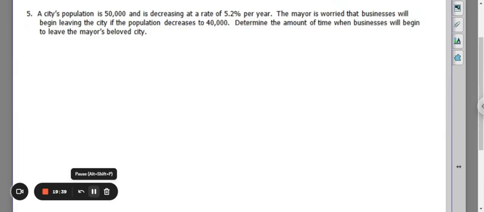Same thing. We've got a decreasing rate of 5.2% this time. When will the population drop from 50,000 to 40,000? So the setup will be the exact same. So another decay, making sure we set it up with the correct formula.